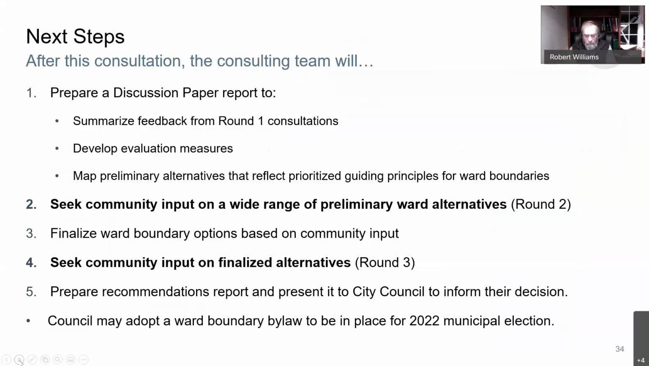They get to decide what to do with the ward boundaries, and they put that in the form of a bylaw. But they have to have it in place by June, in order to be ready for the 2022 municipal election.